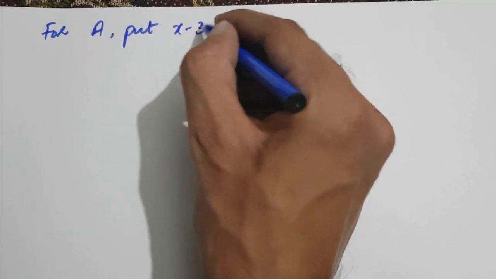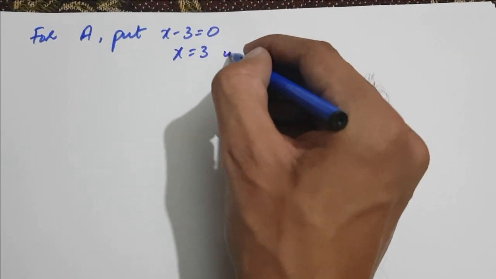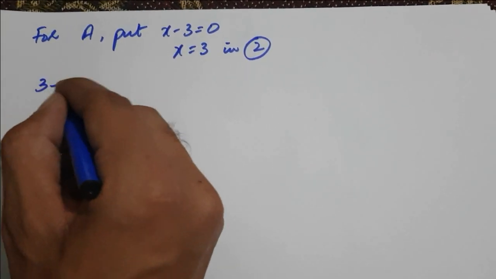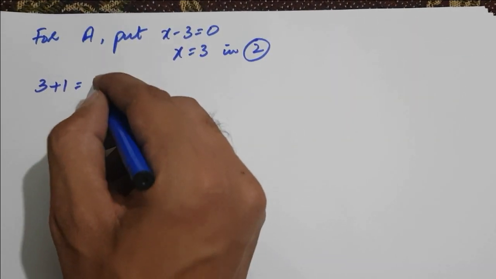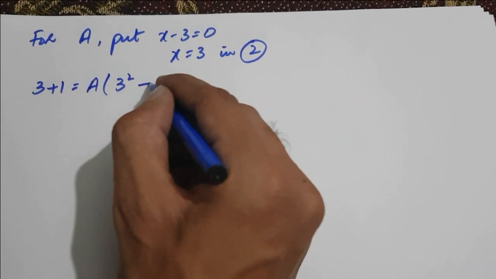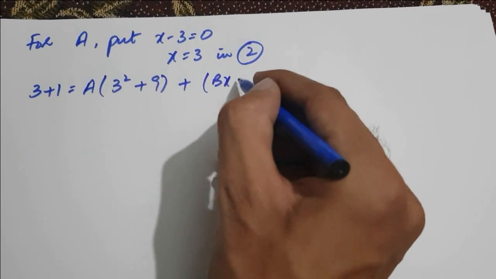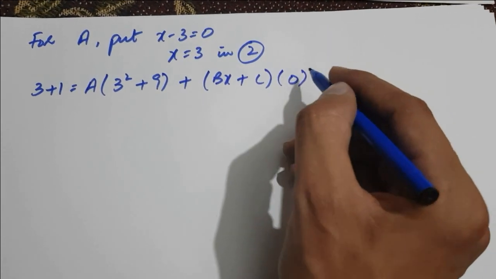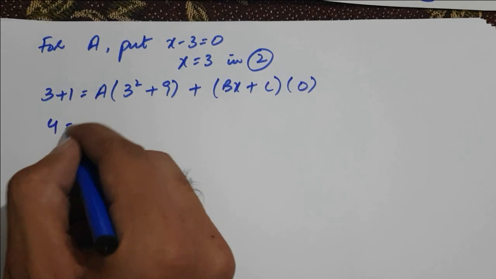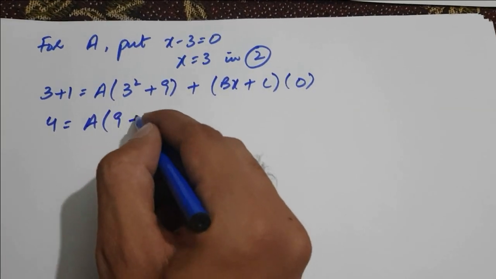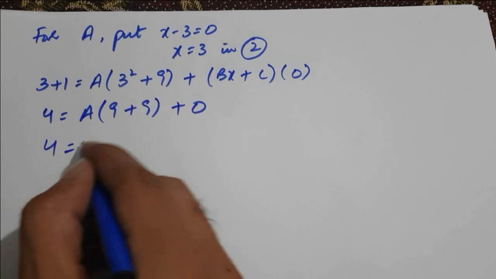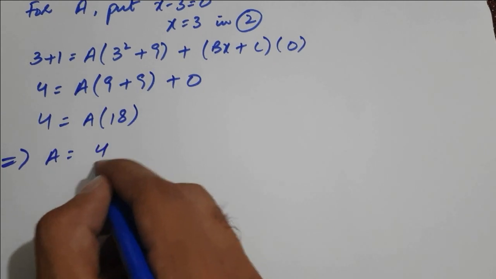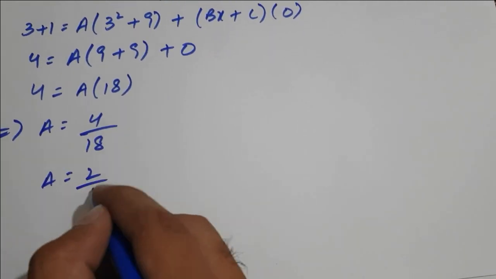For A, put the denominator of A equal to 0 in equation 2. We get 3 plus 1 equals A into 3 squared plus 9, plus (Bx plus C), that will eventually multiply by 0 when we put x equals 3. So we get 4 equals A into (9 plus 9), 4 equals A into 18, or we get the value of A as 4 over 18, or we can say A is equal to 2 over 9.